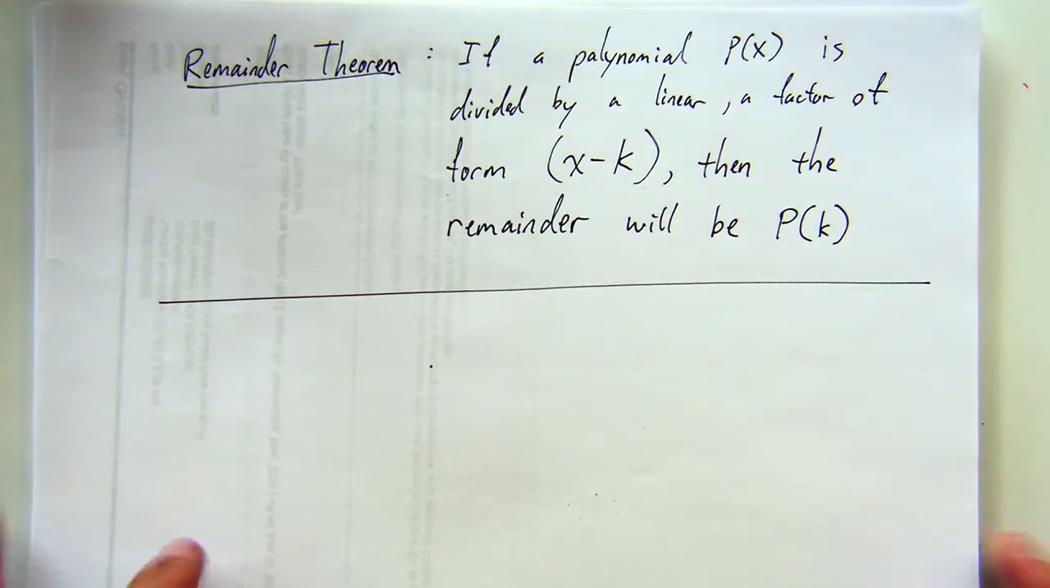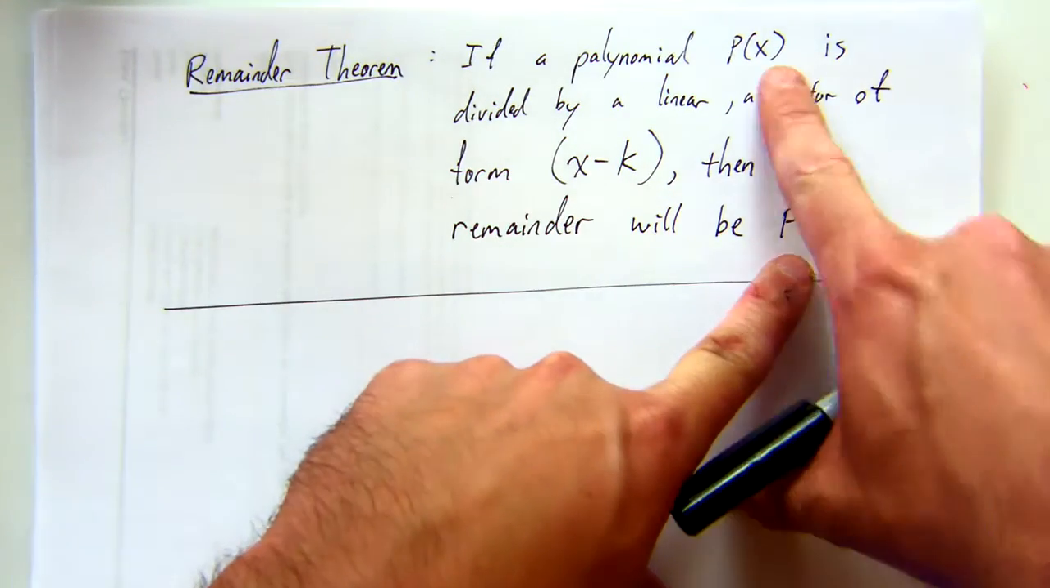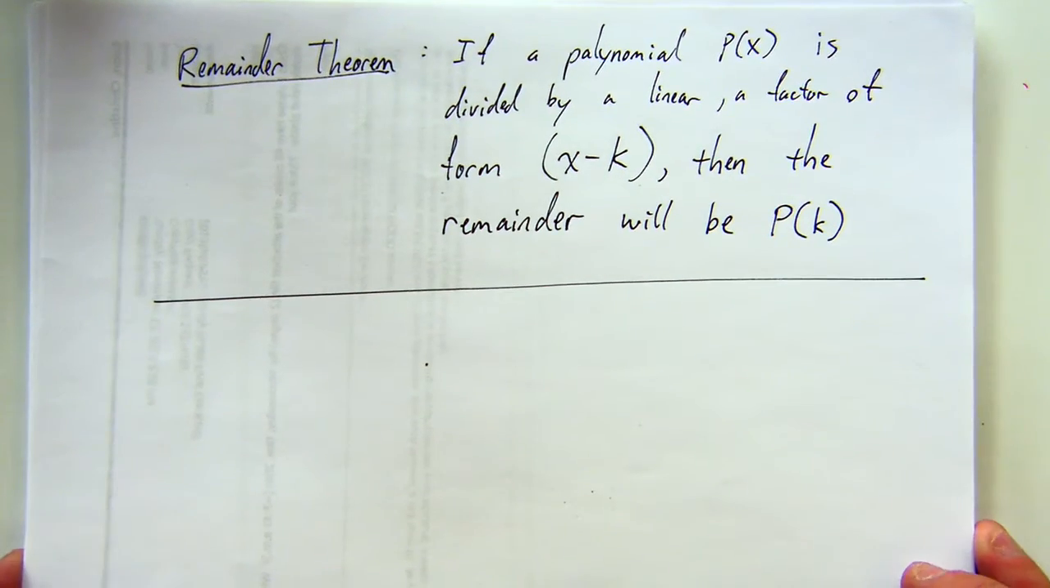So some questions might ask you, well, what's the remainder if you divide this polynomial by this? We don't actually have to do the division. All you have to do is plug in the k into the polynomial. Let's look at an example.